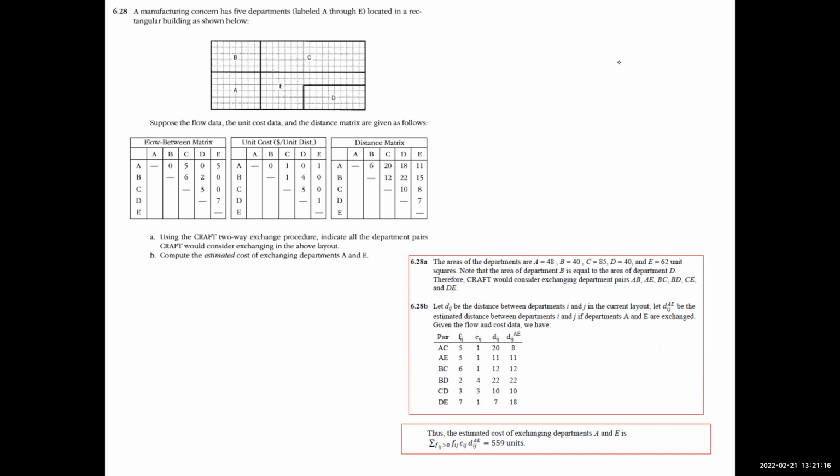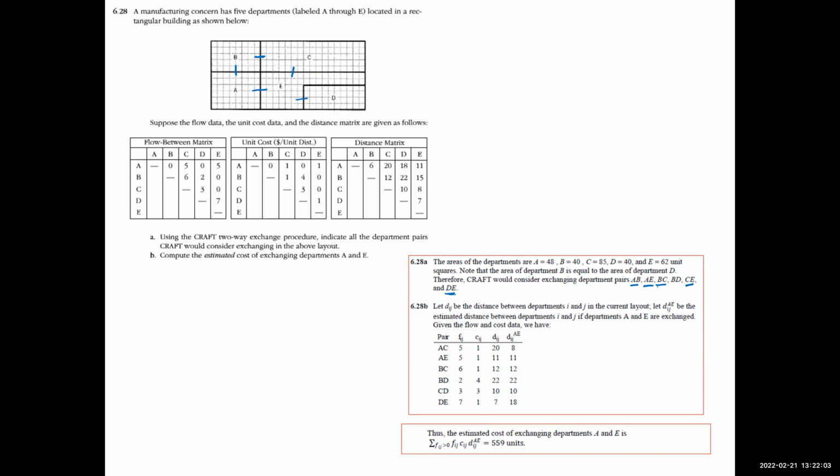Once you get the areas and confirm the possible two-way exchanges for those that have the same area, the next thing is to list those that are next to each other. For example, you know that these 2 are next to each other, these 2 are next to each other, so those are 2 possible two-way exchanges. So we have A and B, and we have B and C. Then we have A and E, and we have E and C, and we have E and D.